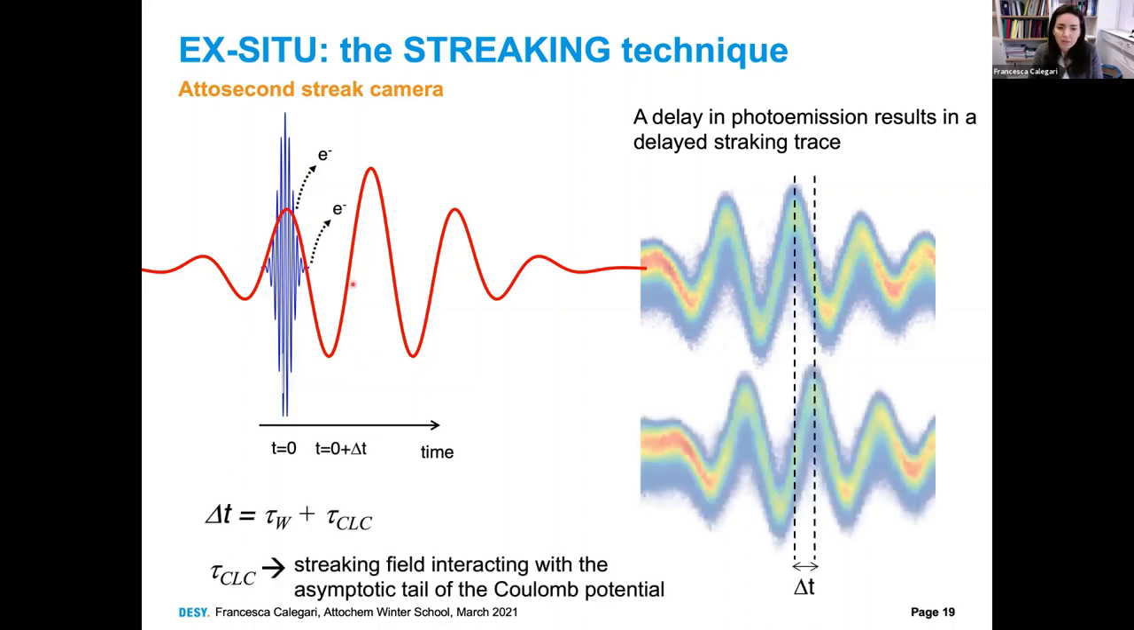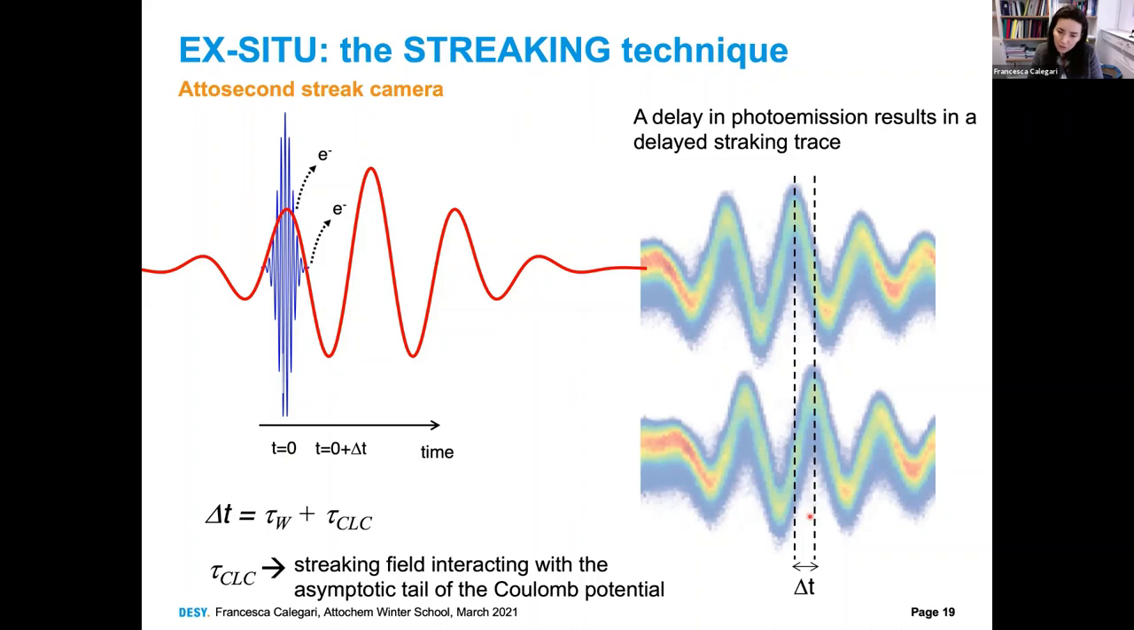However, if the electron is emitted with a certain delay with respect to time zero, where the ionization event is occurring, then this will result in a shifted streaking trace. And therefore, one could attempt to measure this shift and extract the photoemission delay.